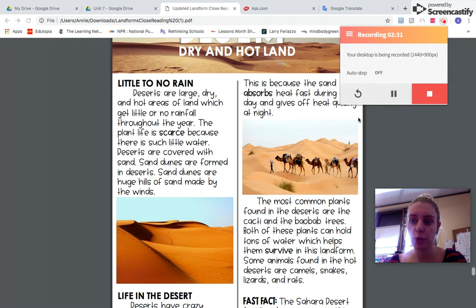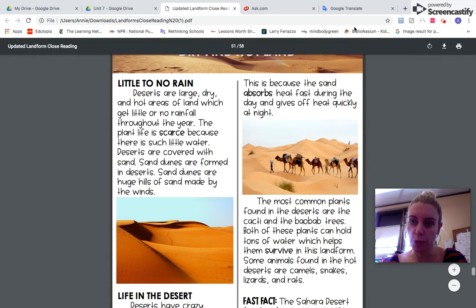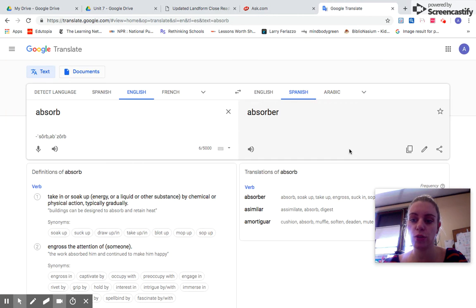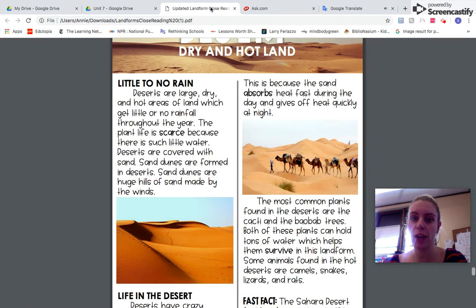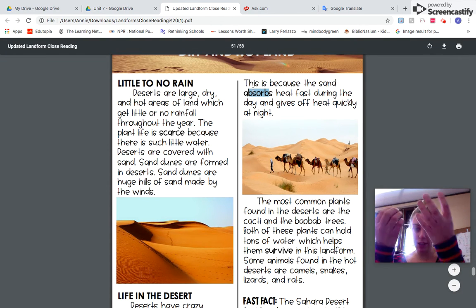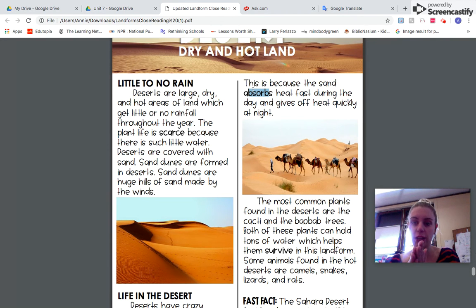I'm going to play you the word for absorb so you can hear it, okay? Everyone, actually, you can see it on my screen. Absorber. Okay, so absorb means it takes it all in, right? It soaks it in. So during the day, the sand takes in all the heat and then gives it off at night when it gets cold.